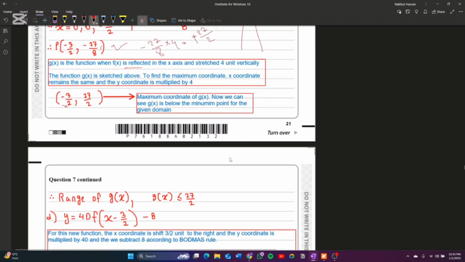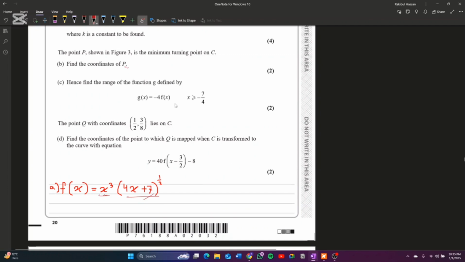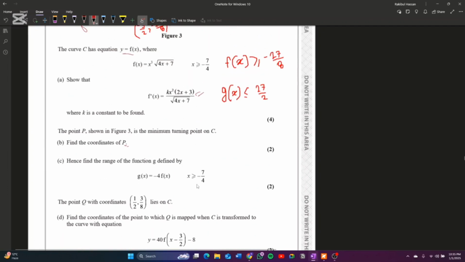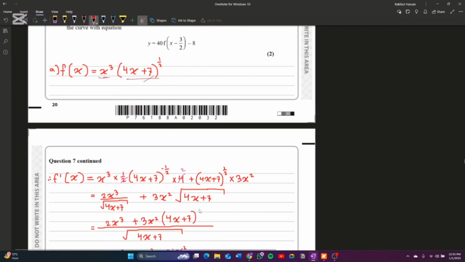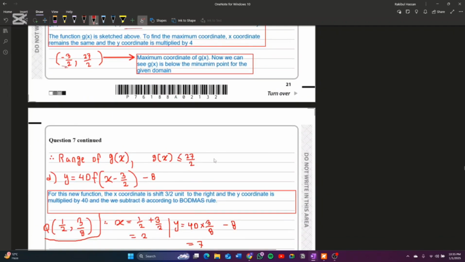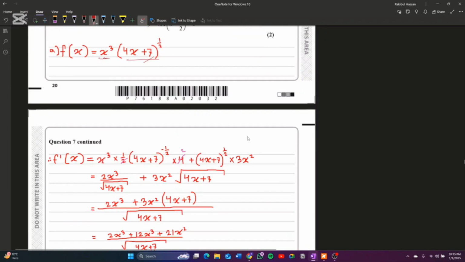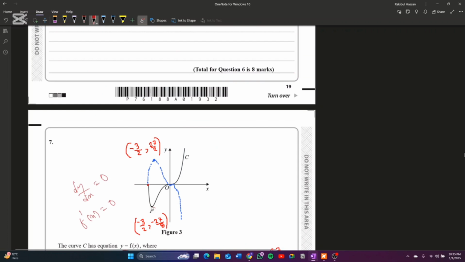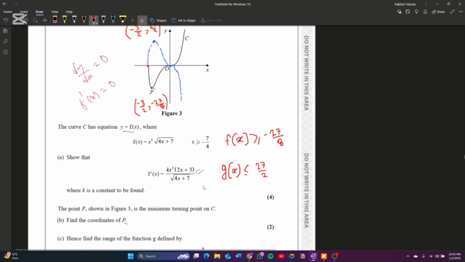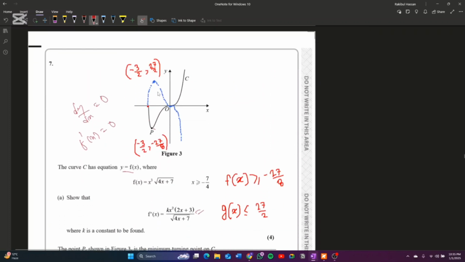And we were asked to find the range of g of x. So here we see that the domain is x is greater than or equal to negative 7 by 4. If we just put this value into the function g of x, since it has a maximum point, you see, this was the minimum point, so this will be the maximum point, right? Therefore we can write that g of x is less than or equal to this value of 27 by 2.